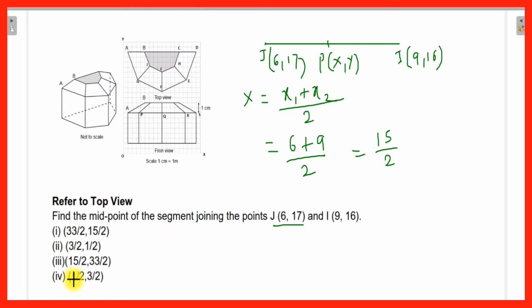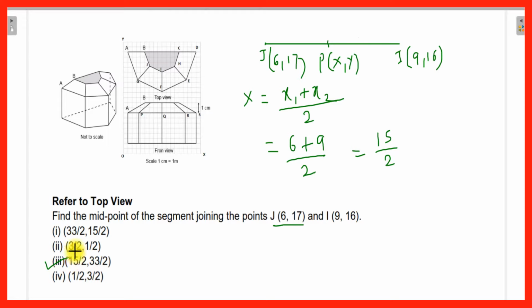Just go through the options and you see that all the x coordinates are different. Only in the third option the x coordinate is 15 upon 2, so there is no need to find the y coordinates. Directly you can tick option number 3, that option number 3 is the correct option.